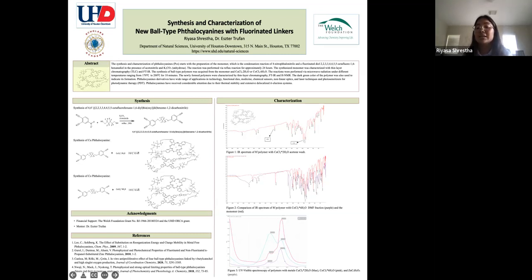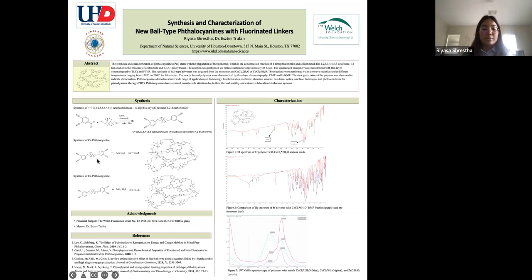Ball-type phthalocyanine specifically is fairly new, and there is a lot of research going on for it. The way I synthesized ball-type phthalocyanines in my lab was a two-step process. The first was to make the monomer, and the second was to make the ball-type phthalocyanine using the monomer and a type of metal. As you can see, the first reaction under synthesis is the synthesis of the monomer using 4-nitrophthalonitrile and an octafluoro compound. The monomer that I obtained was white in color.